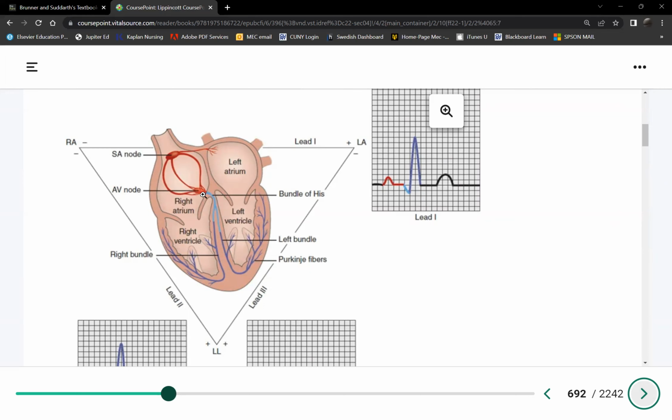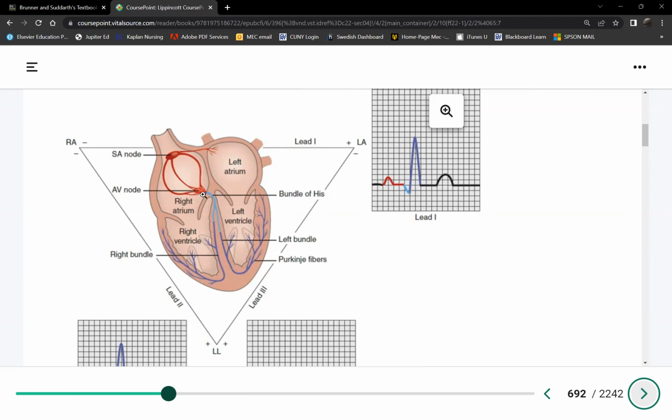However, unlike the SA node, which can fire how many times? 60 to 100. The AV node can only fire between 40 and 60. So is it as efficient as the SA node? No. Better than nothing though, right? I mean, better than less, because it can fire 40 to 60. However, because it can only fire between 40 to 60, can it sustain life forever? No. Can it sustain life for a while? Yes.